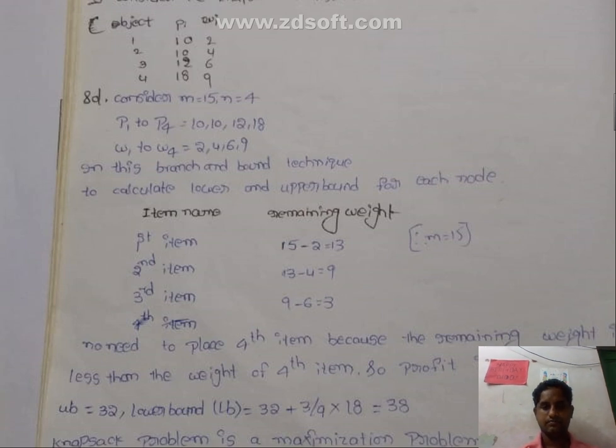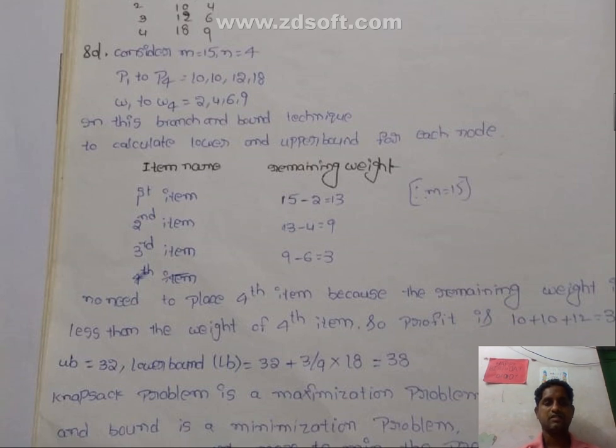So first of all we take each and every weight and subtract it from the total weight. Then we can assign the profits. See, first item, the total weight minus W1 equal to 13. Second item, remaining weight minus W2 equal to 9. Third item, remaining weight minus 6 equal to 3. And the fourth item, we do not consider it.